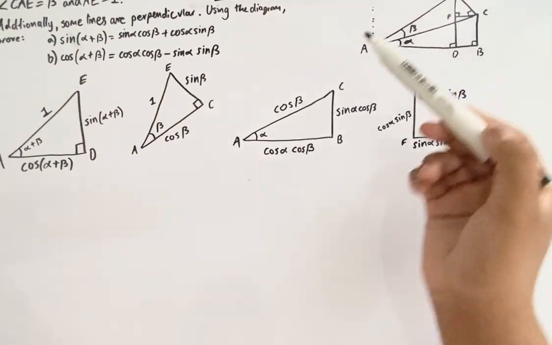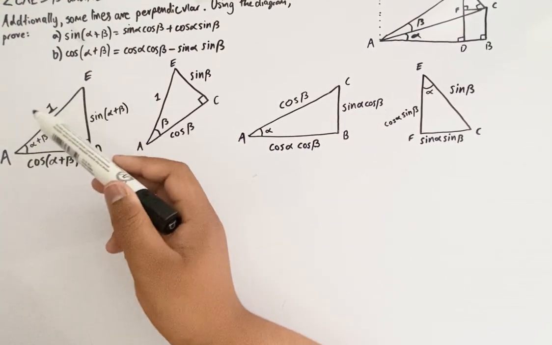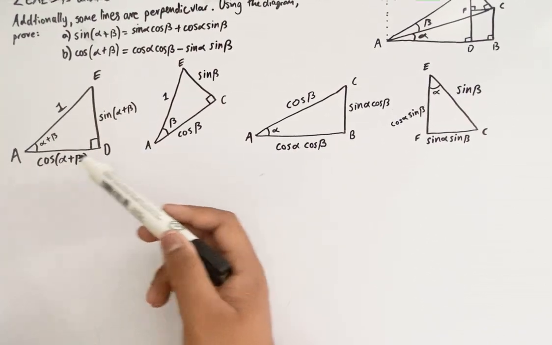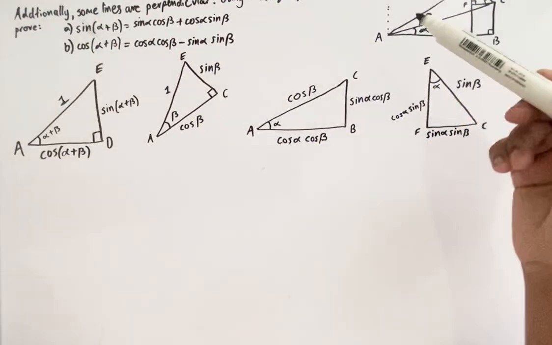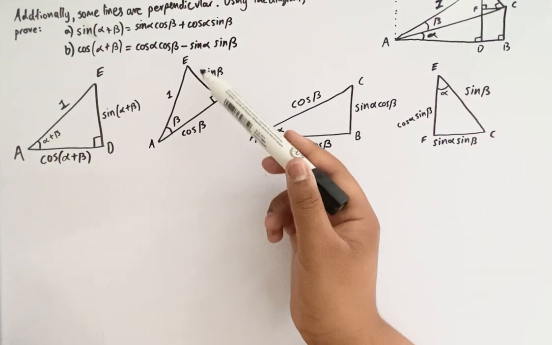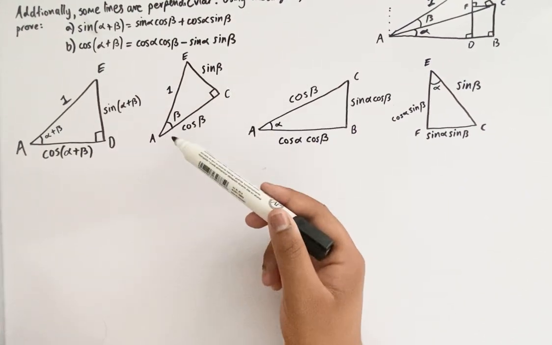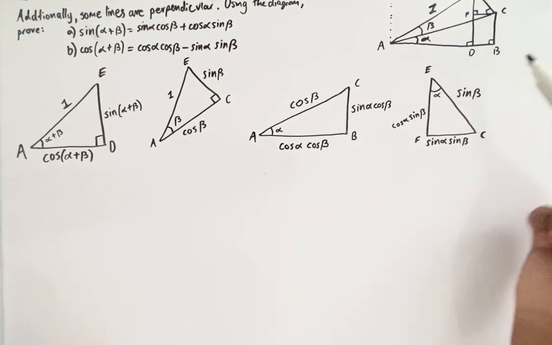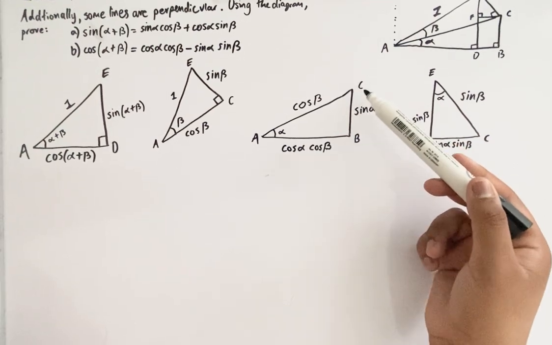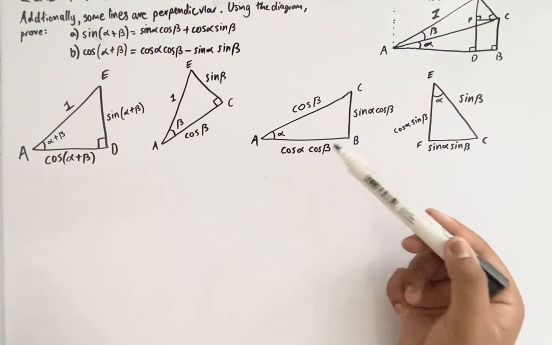For the triangle ADE, we can see that the angle here created is alpha plus beta, and the length AE equals 1. That means that the length DE is equal to sine of alpha plus beta, and the length AD is cos of alpha plus beta. For the triangle ACE, we can see that AE is 1. And so for the angle beta, EC is equal to sine beta, and AC is equal to cos beta. For the triangle ACB, we know that AC from here is cos beta, and the angle here is alpha. So CB is equal to sine alpha cos beta, and AB is cos alpha cos beta.